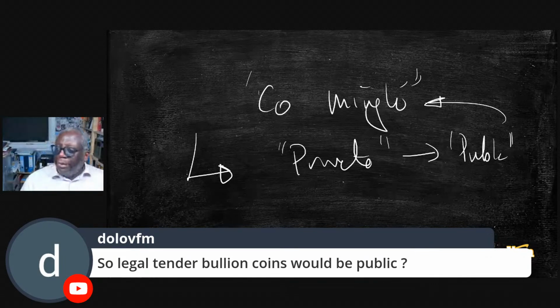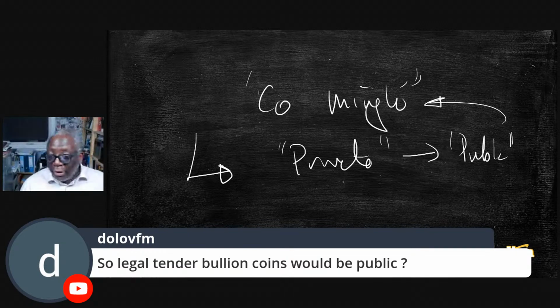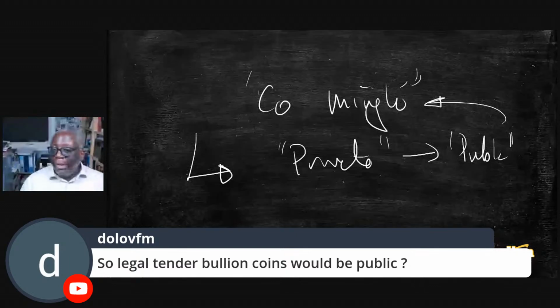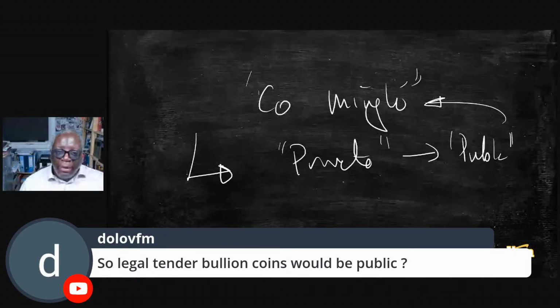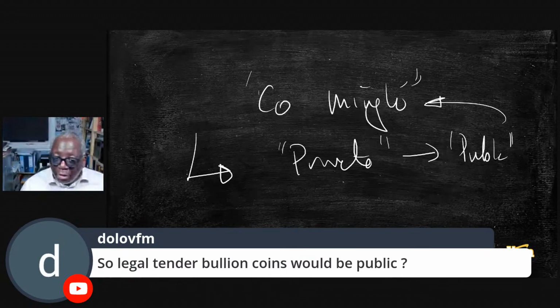So legal tender bullion coins would be public. That's a very good question. With, for example, a bullion coin, because they've got someone's head on it, I'd say Caesar's head, that could be defined as public, even though it's not currency per se. You still got to be quite careful how you define it. You can still put it into a trust, don't get me wrong. It's just defining how you put it into a trust.